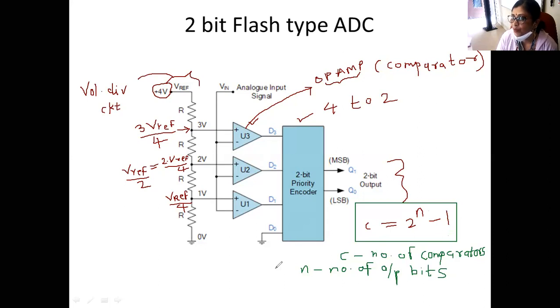Now, can you tell me, suppose if we want to build a 3-bit flash type ADC, then how many comparators we will require? Can anybody tell me?